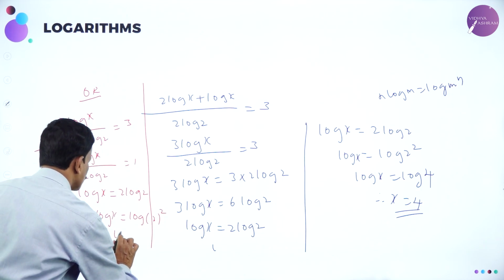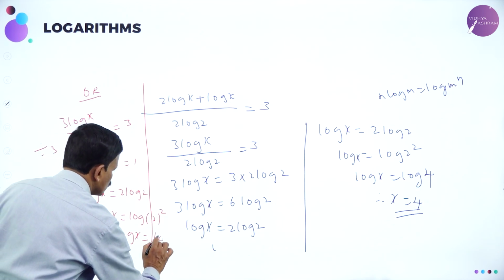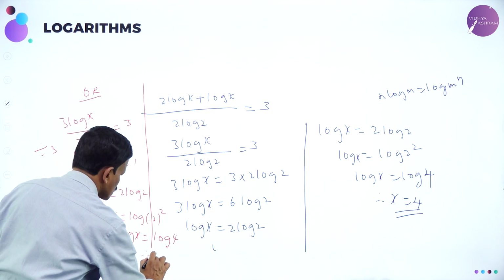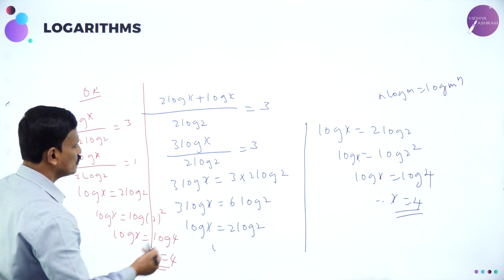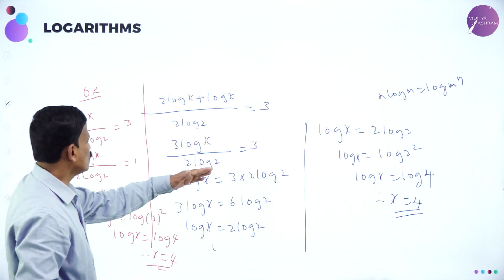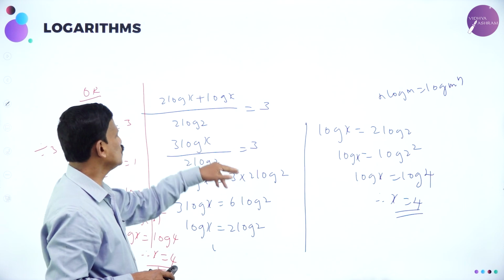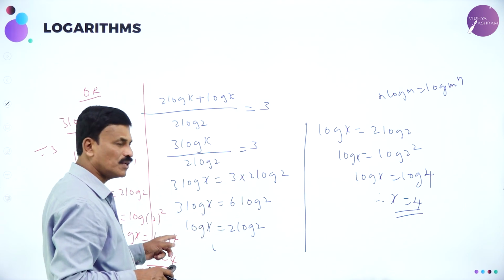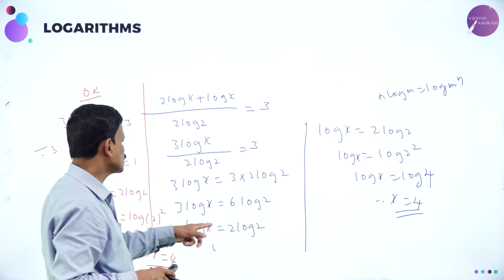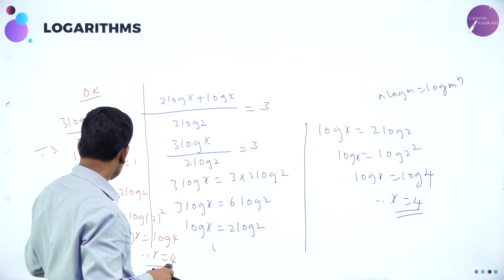2 square is nothing but 4. So log x is equal to log 4. Therefore, x is equal to 4. This is another method. So anyway, you can solve in any method. Just cross multiply it. What you will get? 3 into 2, that is 6 log 2. So again, if you divide by 2 and divide by 3, log x is equal to 2 log 2. The same step you will get.